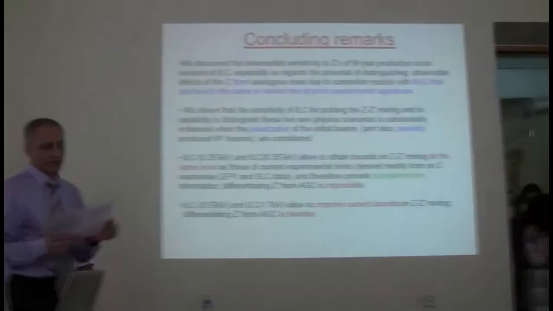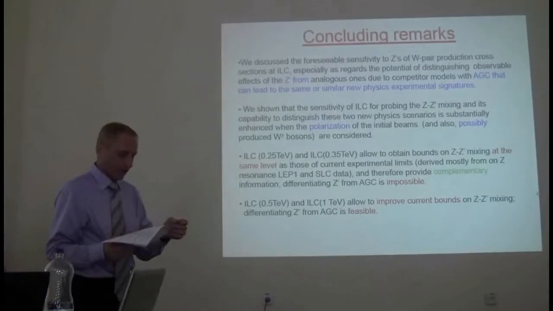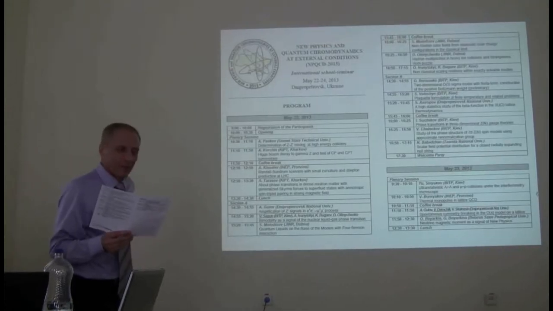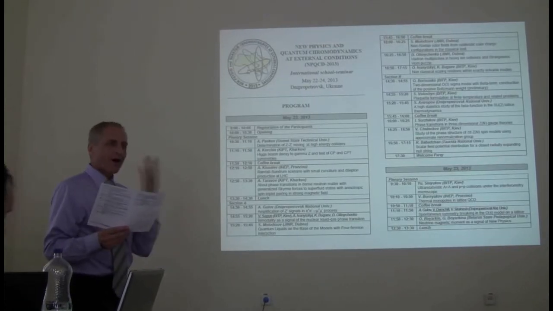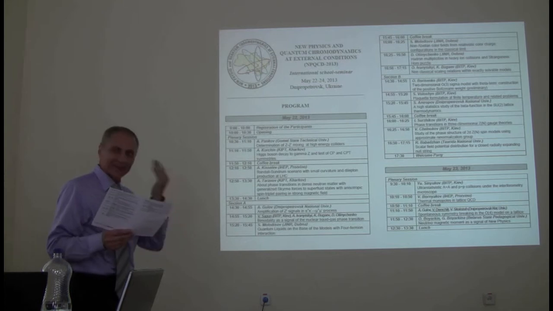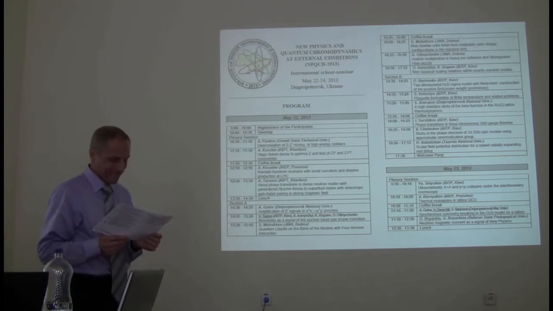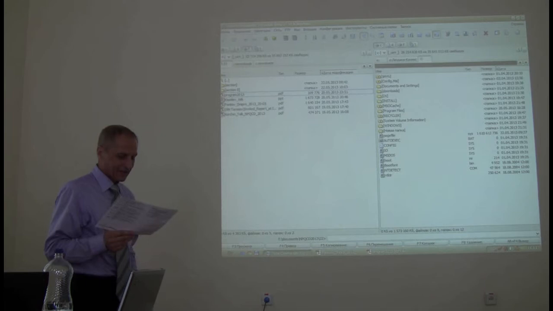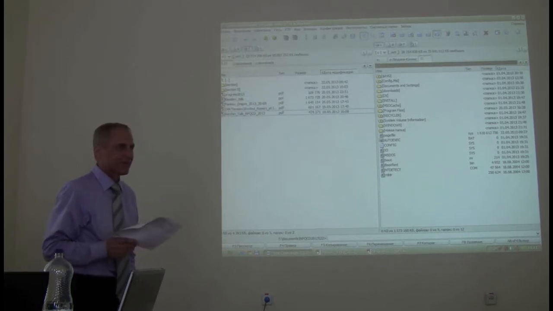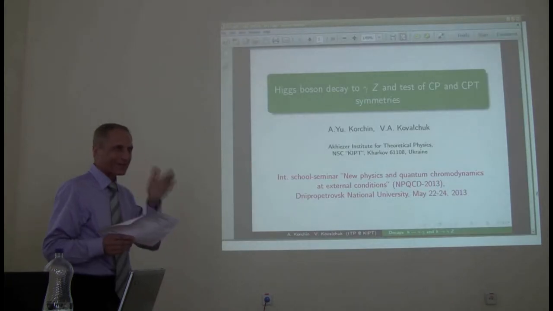Ultimately, if you look at this problem, this is a very interesting approach. We have four Alexanders. Let's pick Alexander Korchin: "Higgs boson decay to gamma Z and test of CP and CPT theories." And other speakers will also be Alexanders.